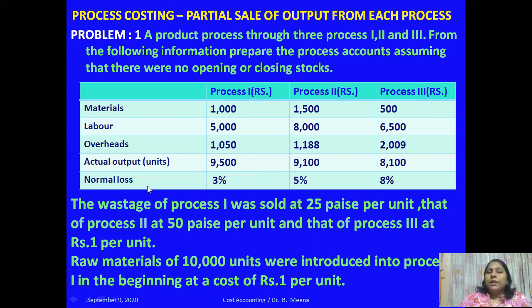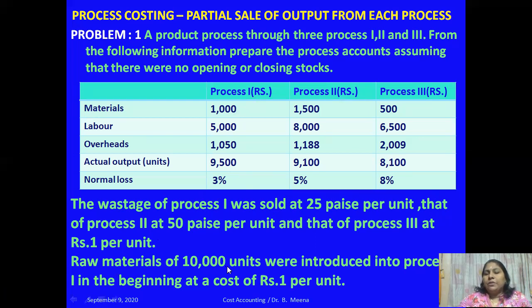The normal loss percentage is given in this problem, 3% for process 1, 5% for process 2, and 8% for process 3. Now look at the paragraph. The wastage of process 1 was sold at 25 pies per unit, that of process 2 at 50 pies per unit, and process 3 at 1 per unit. So these are the values given for the normal loss percentage. Once we calculate the quantity of the normal loss, we can apply the scrap value for each process to calculate the value of the scrap for the normal wastage.